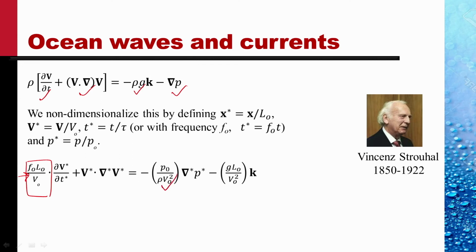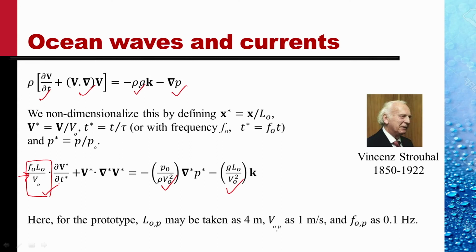So, in addition to the Euler number and the Froude number, we have the Strouhal number that also plays a part. Here, the characteristic length in the prototype can be taken as 4 meters. The velocity in the prototype, the steady current velocity, is 1 meter per second, and the frequency in the prototype is 0.1 hertz. This is the given data.